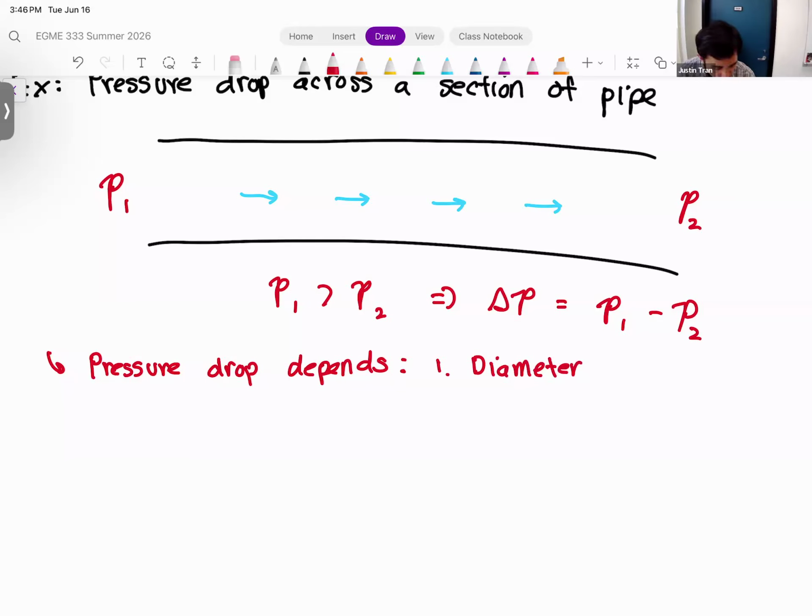So one thing that's going to affect the pressure drop is the pipe diameter. We'll call that D. Next would be the density of the fluid. That's going to affect the pressure drop as well, whether you're pushing water or you're pushing air.